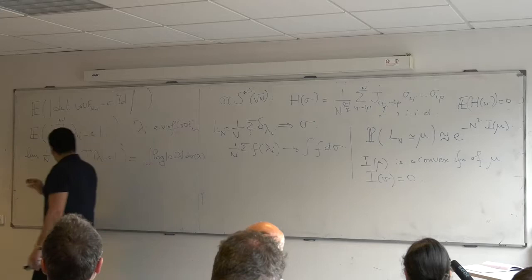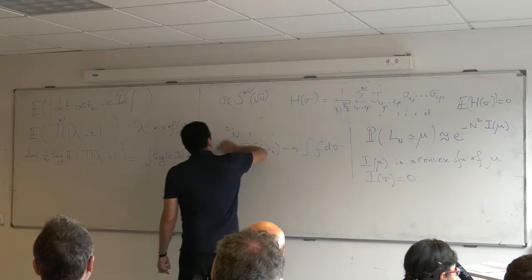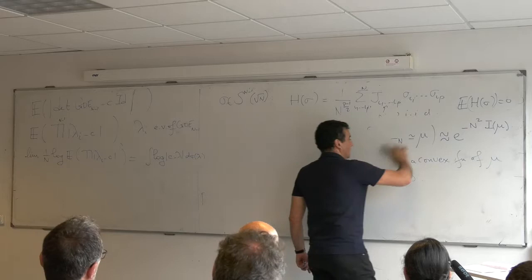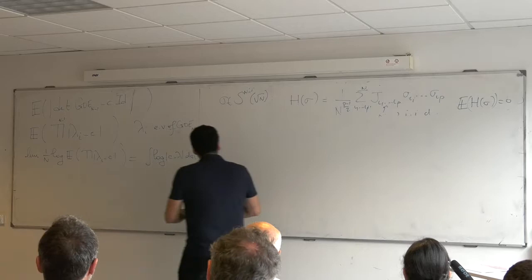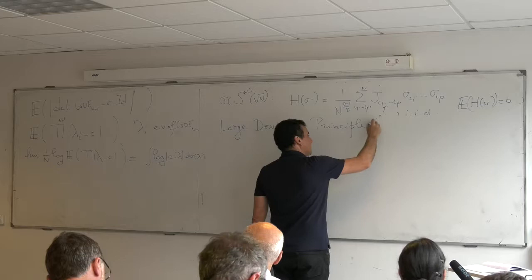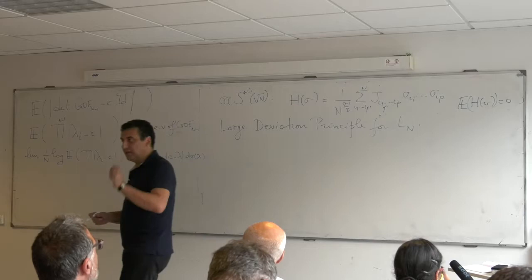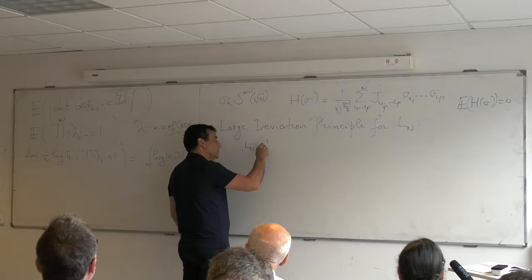Before going there, because I will need this, let me make a solid statement. This thing that I used here is, in math language, called the large deviation principle for the empirical measure, for the spectral measure. So this is now in mathematical language the same thing as I was just saying vaguely before. Here you look at this empirical measure for a GOE.